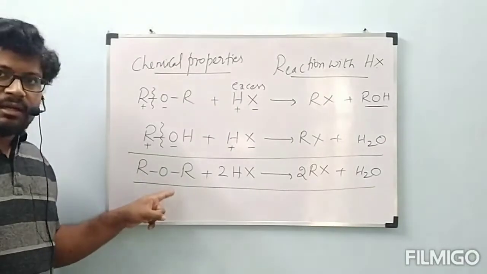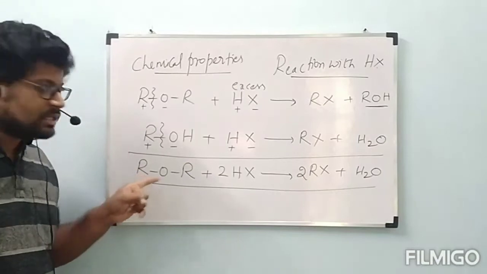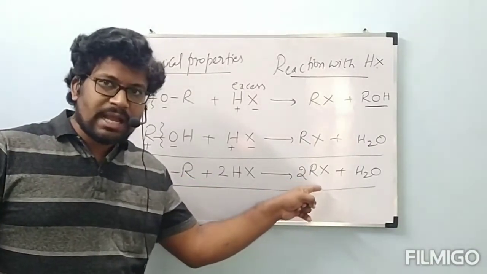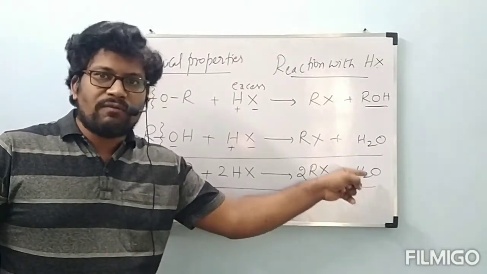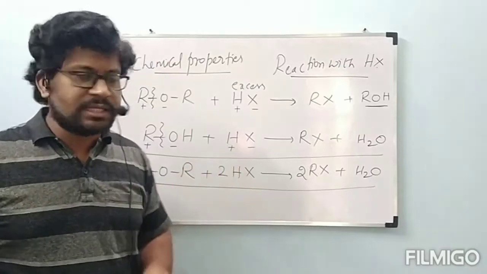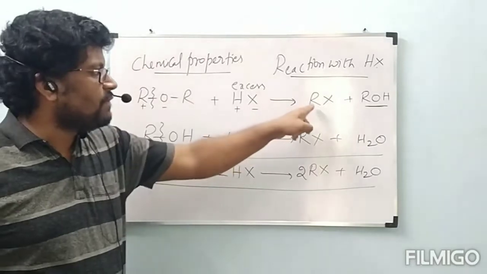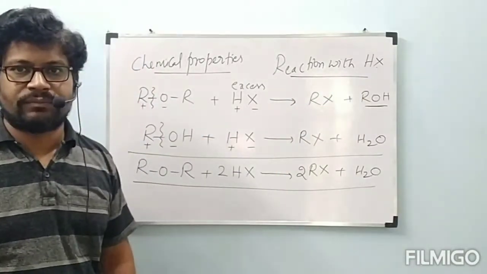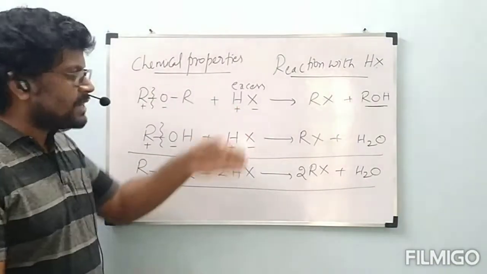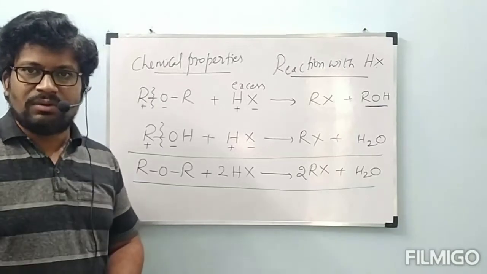When ether reacts with excess of HX, we get 2 moles of alkyl halide and 1 mole of water. If we use a limited amount of HX, it stops with only the first reaction, formation of RX and ROH. This is about the reaction of ether with HX. X might be any halogen, fluorine, chlorine, bromine also, no problem.